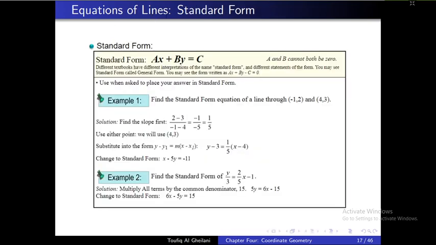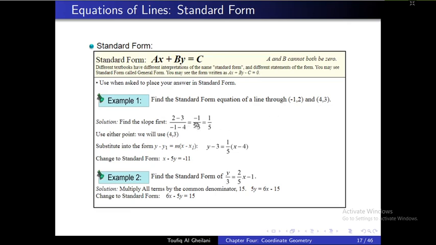Now equations of lines, standard form. The standard form is ax plus by equal c. We will use it when we are asked to place your answer in standard form. Find the standard form equation of a line through (-1, 2) and (4, 3). So find the slope. Firstly, we find the slope: y2, which is 3, minus y1, which is 2, over x2, which is 4, minus x1, which is minus 1.